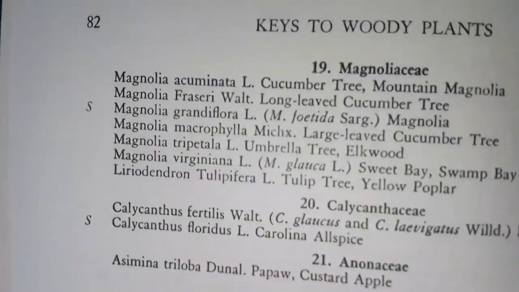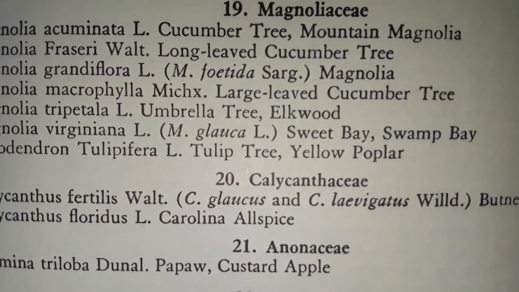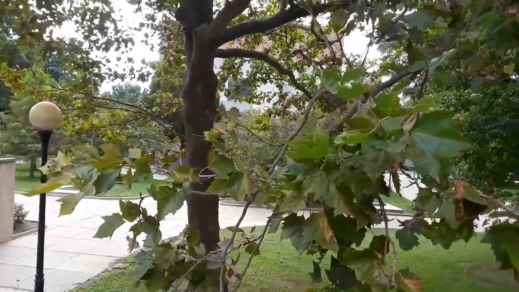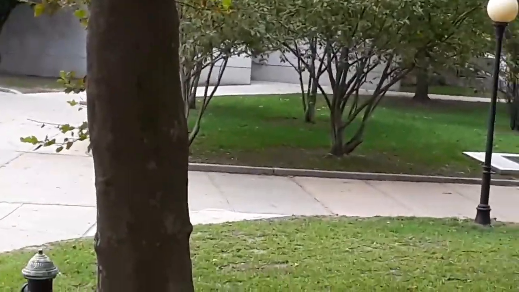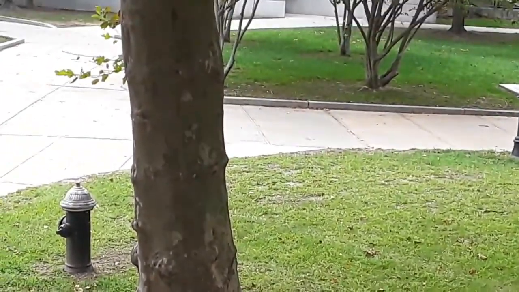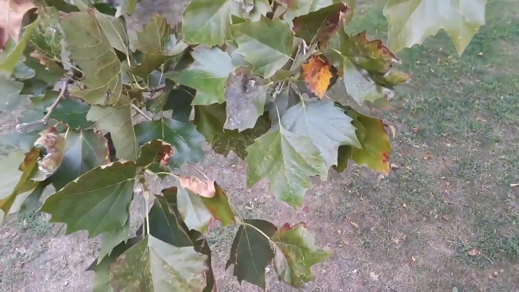So that's in the Magnoliaceae. There it is. Liriodendron tulipifera, the tulip tree, or yellow poplar. Magnoliaceae. Okay, so here's another one. This one's got some mottling, like a camouflage type of pattern on the tree trunk, and it's got these maple-like leaves.